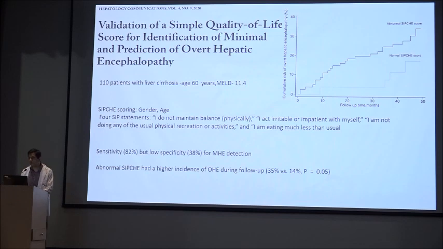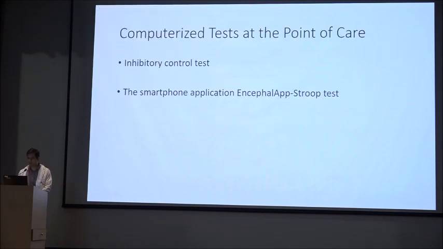And that is where the problem lies, that other neurological manifestations can also mimic MHE, and hence these tests have to be extremely specific for us to actually say that this is due to MHE and not due to any other cause. And it also leads to a higher incidence of OHE during the follow-up. So this is where the clinical implications of covert hepatic encephalopathy become very important.